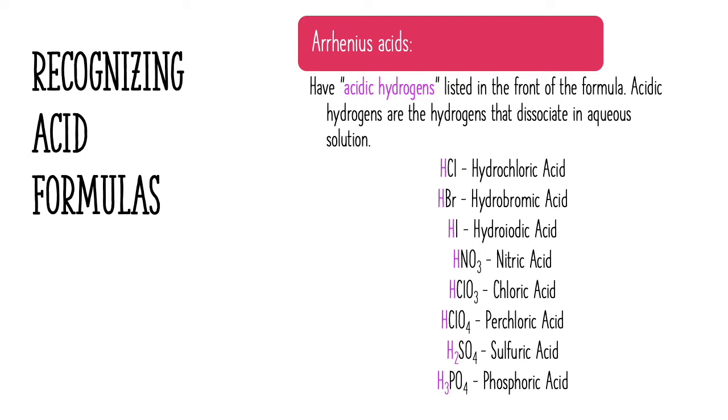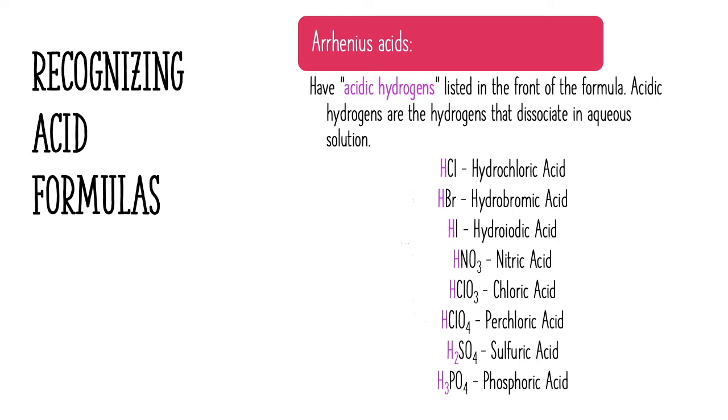So acids have acidic hydrogens that are listed in the front of their formulas. Acidic hydrogens are the hydrogens that are going to dissociate in aqueous solution. Just take a look at the formulas here for a minute, and you can see I have them highlighted in pink, that the hydrogens in the front are those acidic hydrogens that will dissociate into hydrogen ions in solution. Some acids don't lose all of their hydrogen ions, and some will.